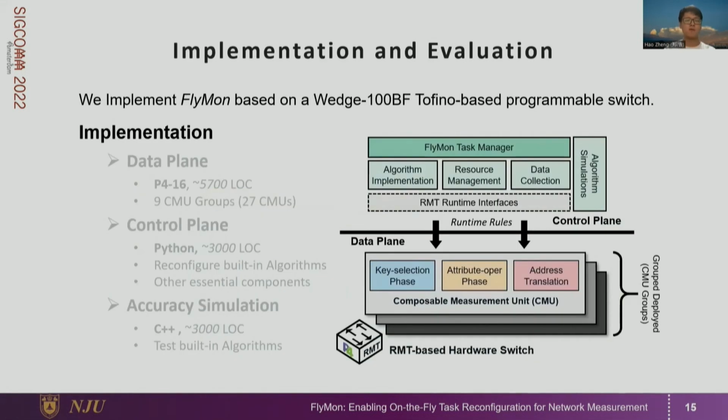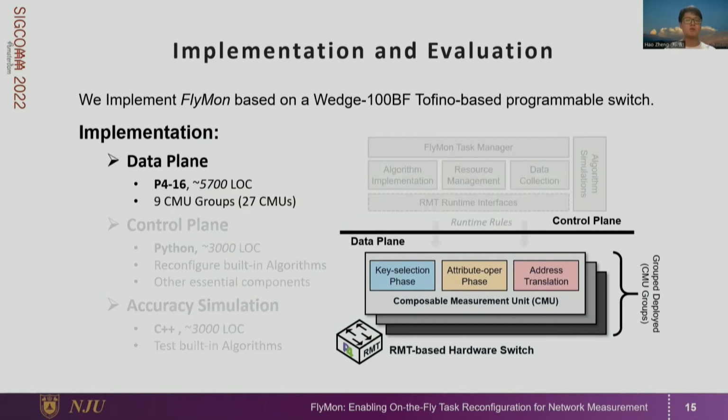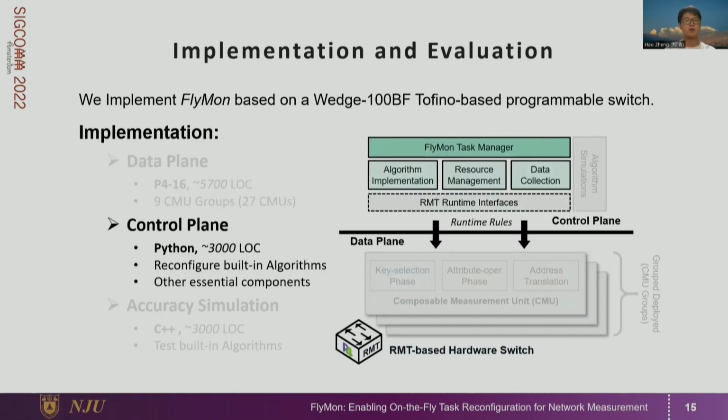Then we talk about our implementation and evaluation results. We implement FlyMon on a Tofino-based hardware switch. In the data plane, we use around 5,700 lines of P4_16 code to implement 9 CMU groups, including 27 CM units. In the control plane, we use around 3,000 lines of Python code to implement the on-the-fly reconfigurations of all built-in algorithms.